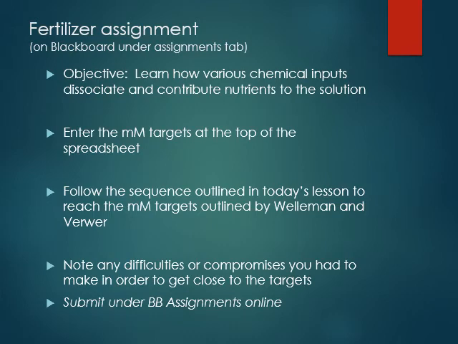All right, regarding the fertilizer assignment, that's up on Blackboard under the assignments tab. The objective for this assignment is to learn how the various chemical inputs will dissociate and contribute different nutrients. So for example, potassium nitrate, we know that when we put 1 millimole of potassium nitrate in the left column, it's going to produce 1 millimole of potassium and 1 millimole of nitrate. And as you go down the list, you see how those things dissociate and interact when you're building a fertilizer. So the idea is you enter the millimole targets. Actually, I've entered them already in the spreadsheet to make your life easy. They're at the top. Make sure you look at that because that's what your targets will be.